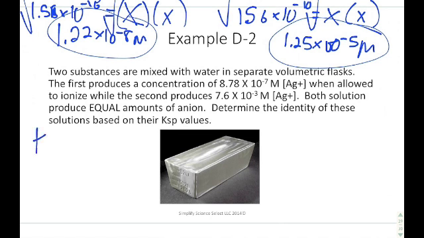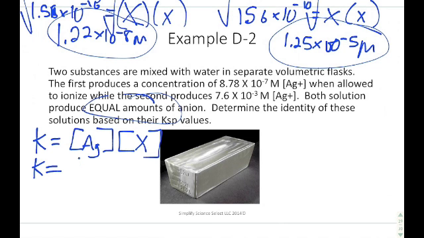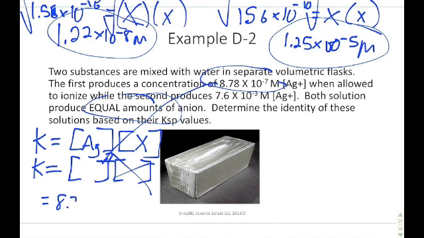So you're going to have a K value, and it's going to equal silver times whatever the other halide is. I don't know what it is, but it tells me that they're in equal amounts. So because of that, I can say that the K value is going to be equal to silver times silver, or in other words, silver squared. So for the first one, I can plug that value in and say K is equal to 8.78 times 10 to the minus 7th, squared. And when you do that in your calculator and square it out, you get 7.71 times 10 to the negative 13th.